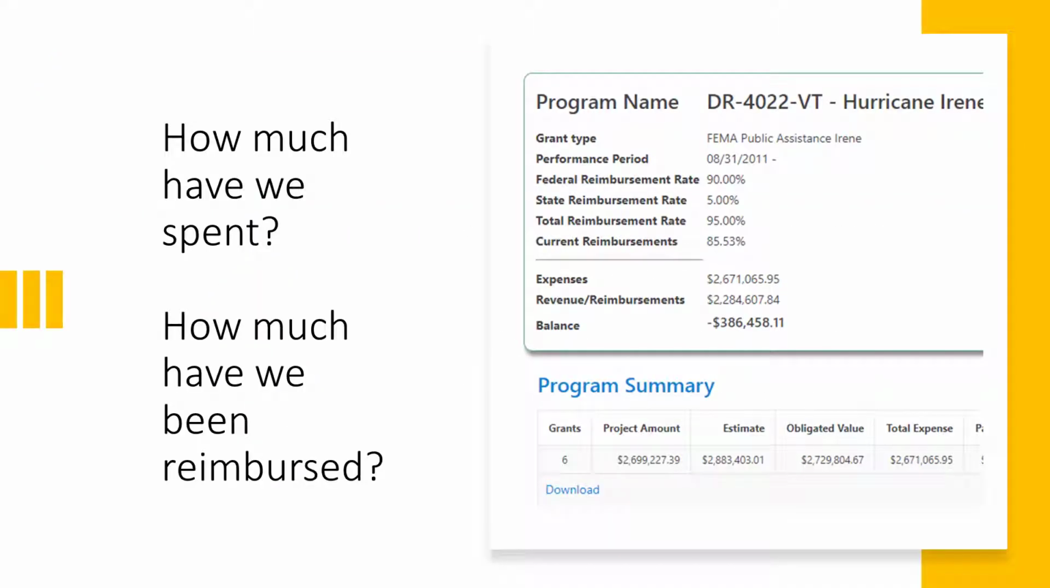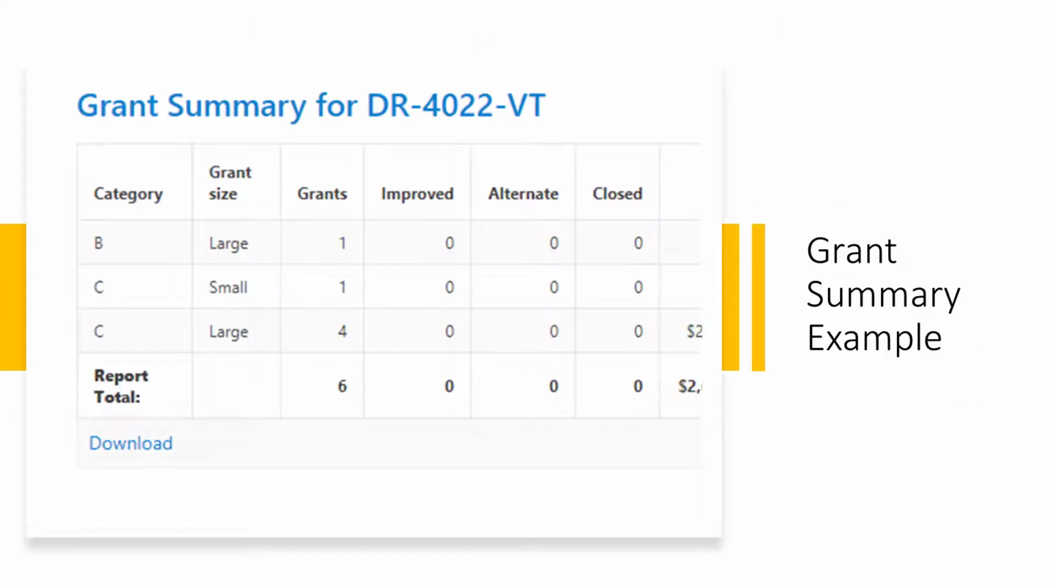The dashboard immediately informs you of the program name, grant type, and critical dates. What are the two most important questions that we face? First, how much have we spent? And how much have we been reimbursed? Here it is. DR 4022 VT Hurricane Irene. This is a FEMA Public Assistance grant from 2011. And yes, it's real data in here. There have been $2.6 million in expenses and $2.2 million in reimbursements or revenue. The unreimbursed value is $386,000, which represents about 85%. This grant program for this disaster involves 6 grants.